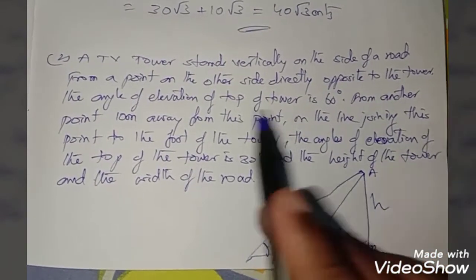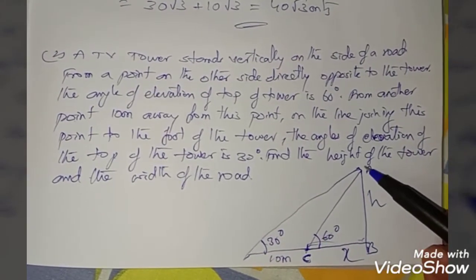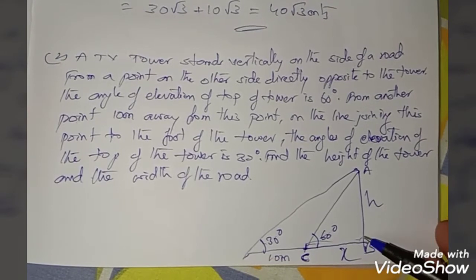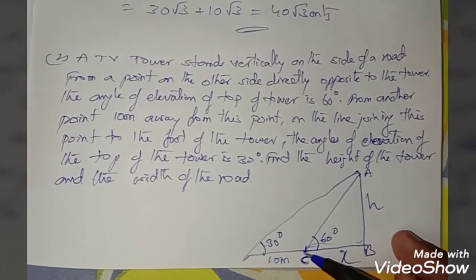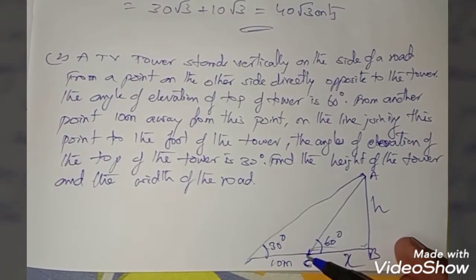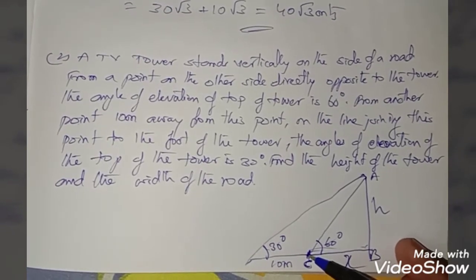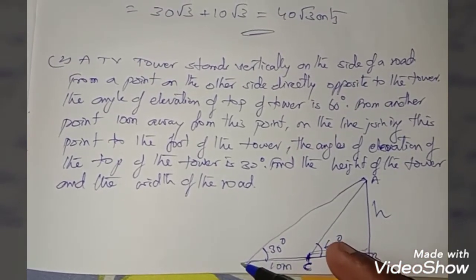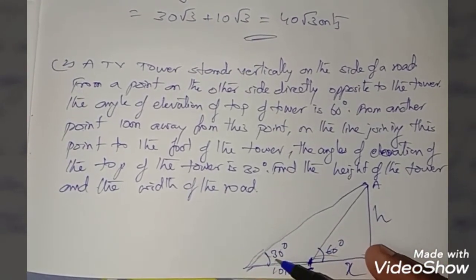So as per your problem, your diagram is this one. Again I will explain. A TV tower stands vertically on the road and from a point opposite to the tower, the angle of elevation is 60 degree. From the point where you are getting an angle of elevation, 10 meters away from that point, again the angle of elevation of the top of the tower makes 30 degree.